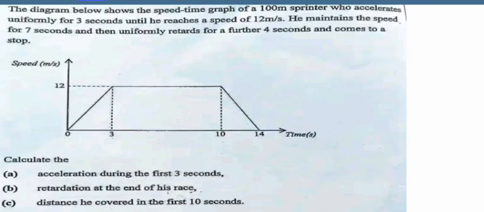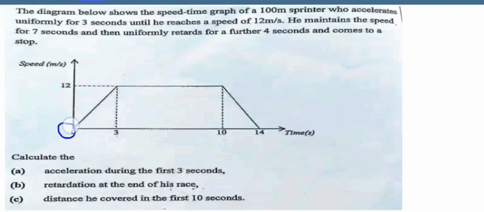So let's start with the first question. The question is saying the diagram below shows the speed time graph of a 100-meter sprinter who accelerates uniformly for 3 seconds until he reaches a speed of 12 meters per second. He maintains the speed for 7 seconds and then uniformly retardates for a further 4 seconds and comes to a stop. We have the starting point or the initial point, which is 0.